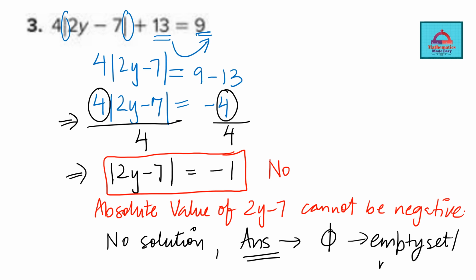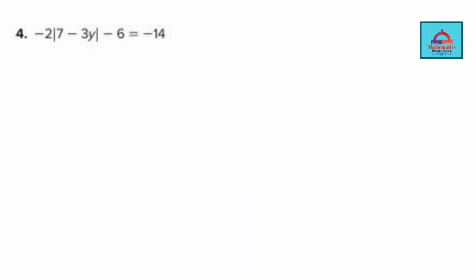So I hope you have understood how we solve the absolute value equation for this case where there is no solution. We'll do one more question, and this time you will see that the absolute value equation, that is question 4 we are taking here, has two solutions. So let's solve this absolute value equation.